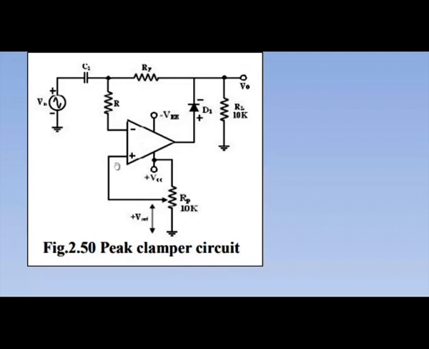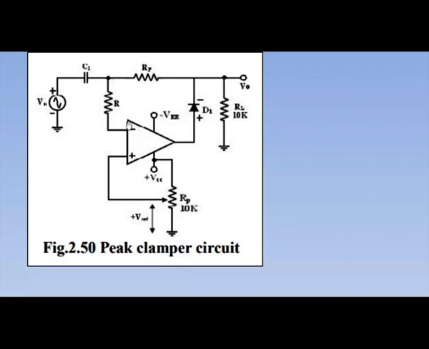Look at the circuit. The positive terminal has the reference voltage and the negative terminal has an alternating signal through the capacitor. At the output, again there is a diode D1 connected, which is connected to the output voltage, and a load resistance is connected to take the output voltage across it. The feedback resistance is connected from the negative terminal of the op amp to the output.